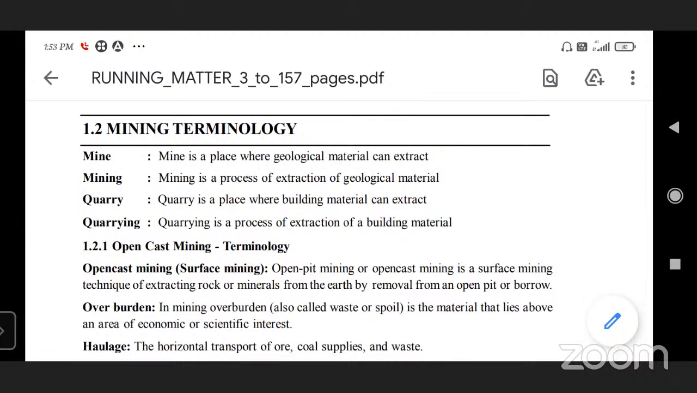Quarrying is a process of extraction of building material. Mining and quarrying are both processes. Mining is a process of extraction of geological material from the earth crust. Quarrying is a process of extraction of building material. A mine is a place where geological material can be extracted. A quarry is a place where building material can be extracted, isn't it? They are very clear.